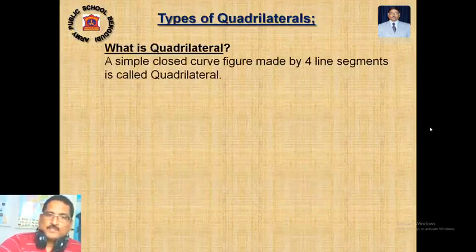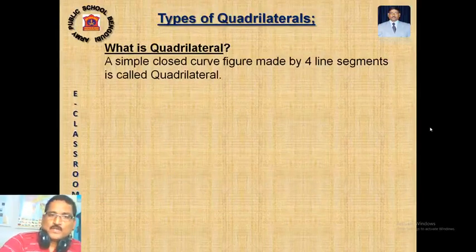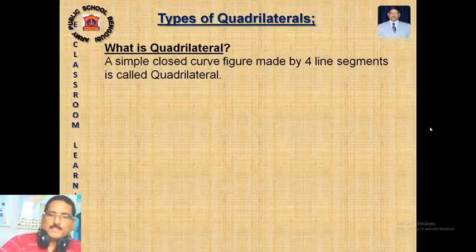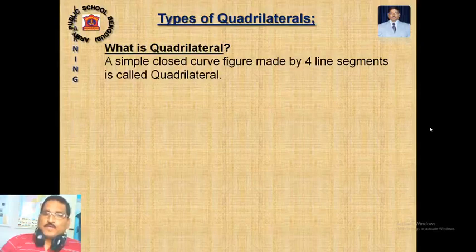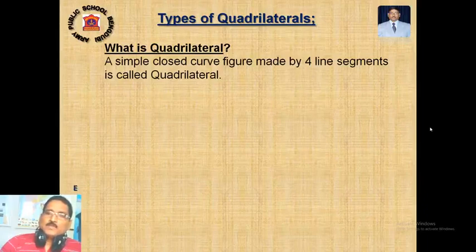Types of quadrilateral. What is a quadrilateral then? A simple closed curved figure made by 4 line segments. Earlier, what was it? Made by line segments only. Minimum is 3, maximum any number. So that figure was a polygon.